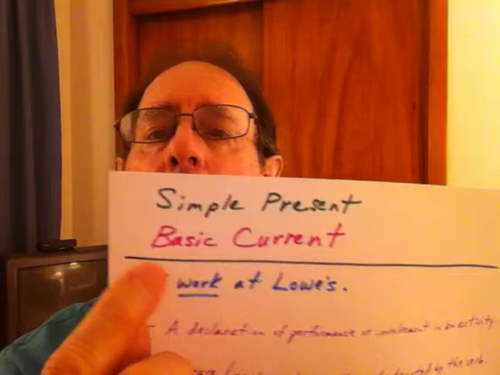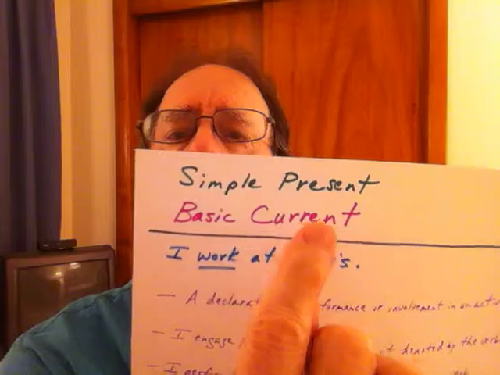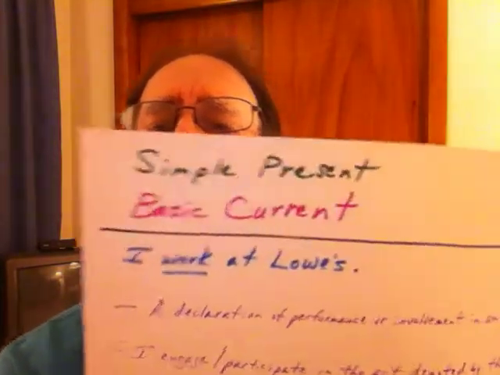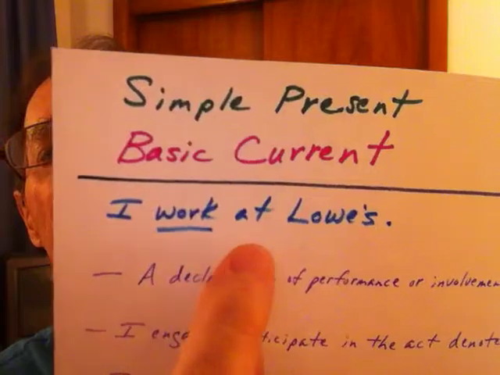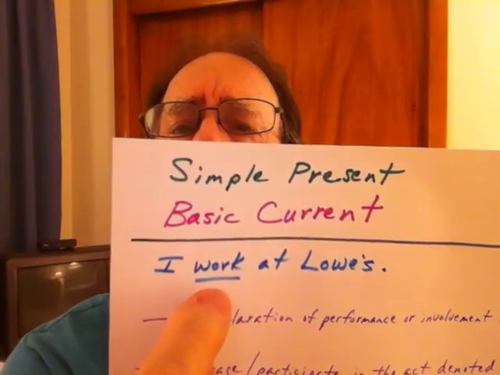Okay. Now, regarding the verb base form, the verb base form is used in the simple present tense. Now, in my system, which we'll talk about later, I call the simple present tense the basic current tense. We'll talk about that later. So let me give you an example sentence. I work at Lowe's. Okay? And in that sentence, the verb work is in its base form.